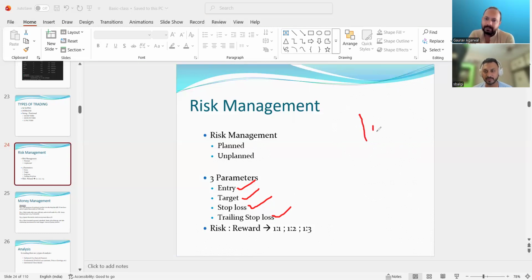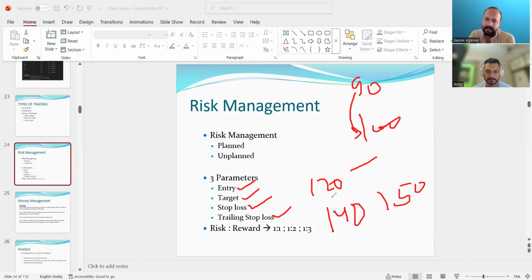Let's say I have made an entry at 100 rupees and my target is 150, and my stop loss was 90. Now my stock is trading at 120, so I can change my stop loss from 90 to 100. Once my stock reaches 140, I can change my stop loss to maybe 130. You keep on trailing the stop loss, and trailing the stop loss can help you make more profits.